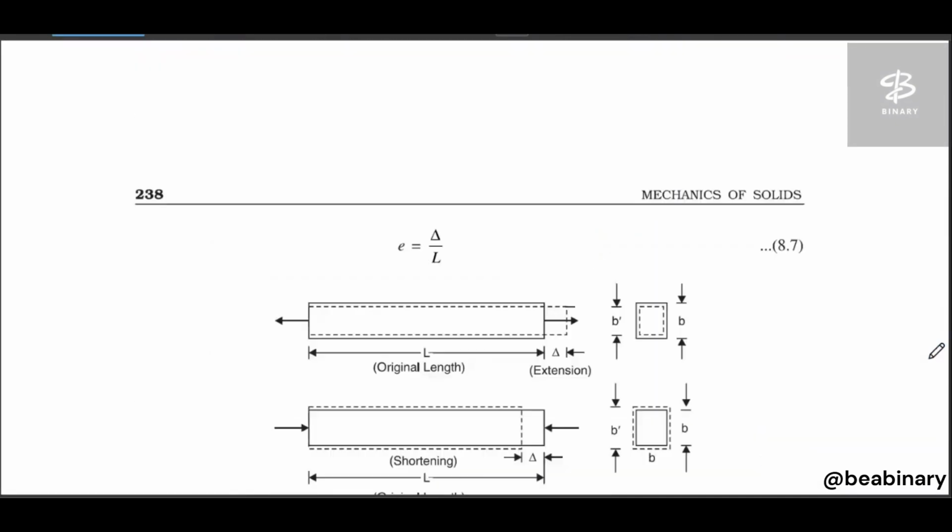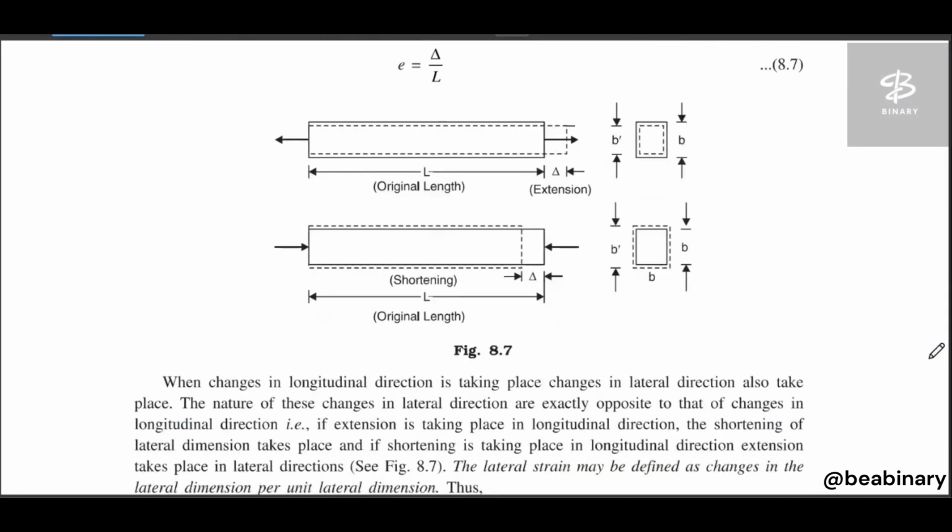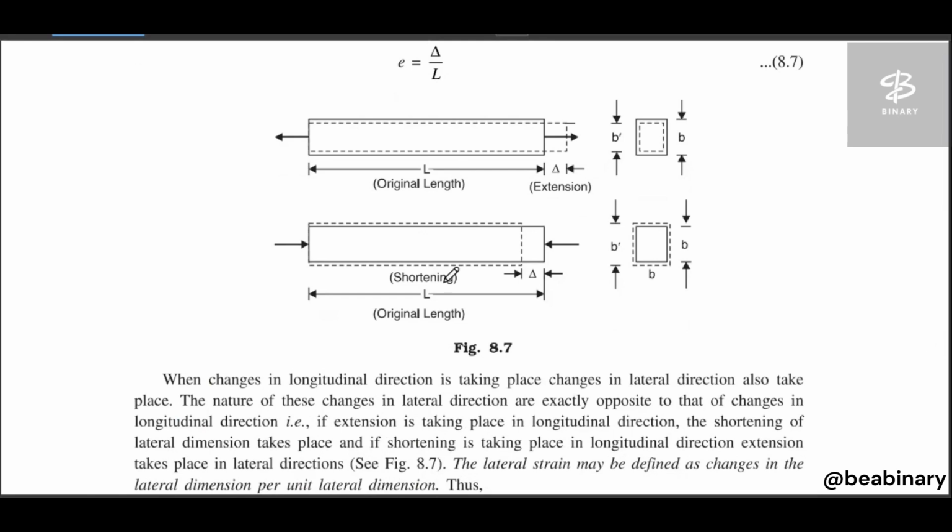This is a similar figure to the last one we saw. Suppose a tensile force is applied. The length increases and the width decreases. The area decreases. If you apply tensile forces, length increases but area decreases. This is the dashed outline.